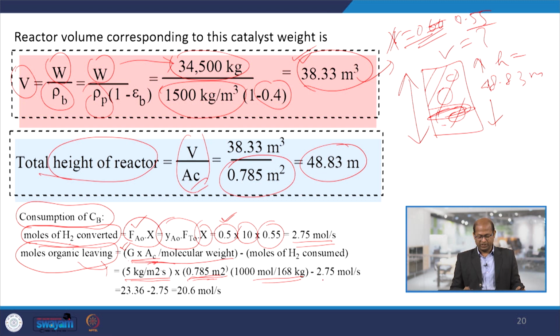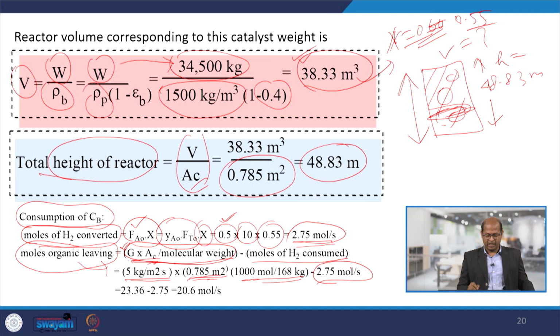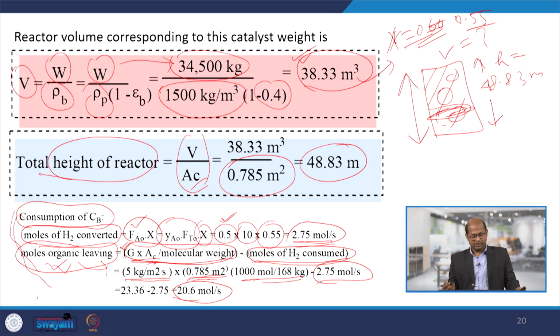So, then we can find this out for component A. Subtract the moles of hydrogen being consumed, that was this 2.75, meaning the total that is consumed in this reaction. With that, if we subtract the number of moles of hydrogen consumed for the reaction, then we can find the amount of the organic component that is leaving the reactor. Okay. So, component B, the one consumed and leaving from the reactors, we can also find out.